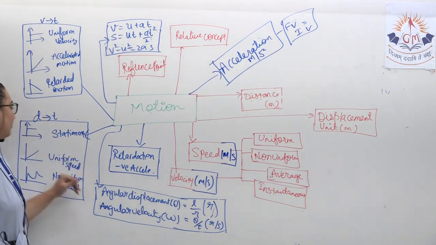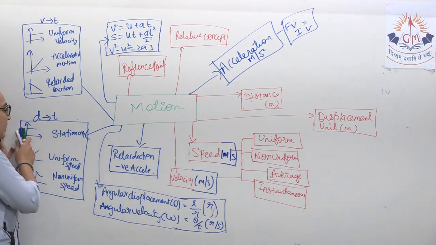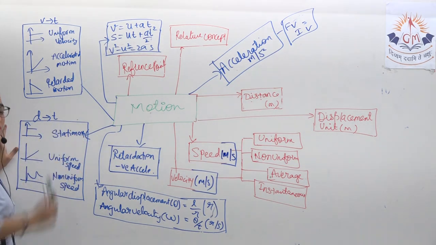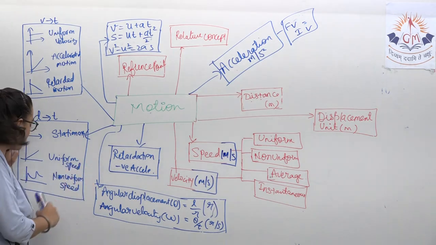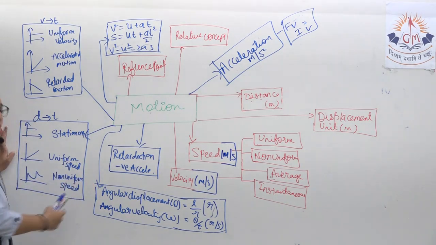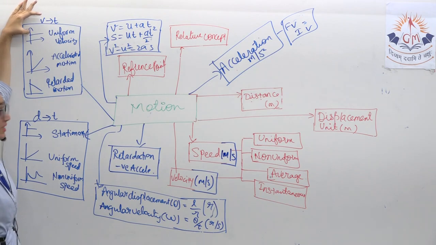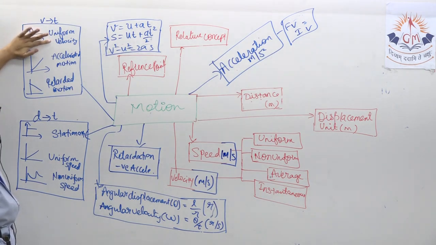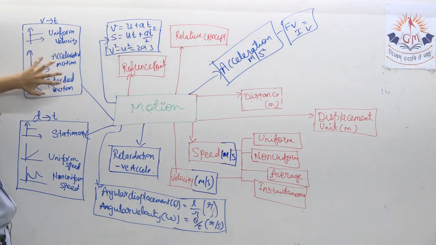Then we discussed the graphs, that is the distance versus time graph and the velocity versus time graph. If the distance versus time graph is a line parallel to the time axis, then the object is stationary. If it is a straight line, then it is moving with uniform speed. If it is zigzag, then it is moving with non-uniform speed. Coming to the velocity versus time graph, if it is a line parallel to the time axis, then it is moving with uniform velocity. A straight line means accelerated motion. And if the speed keeps decreasing, then which type of motion is it?